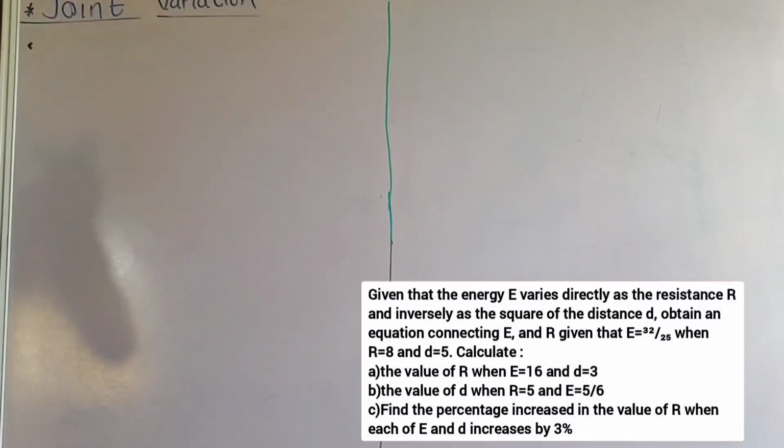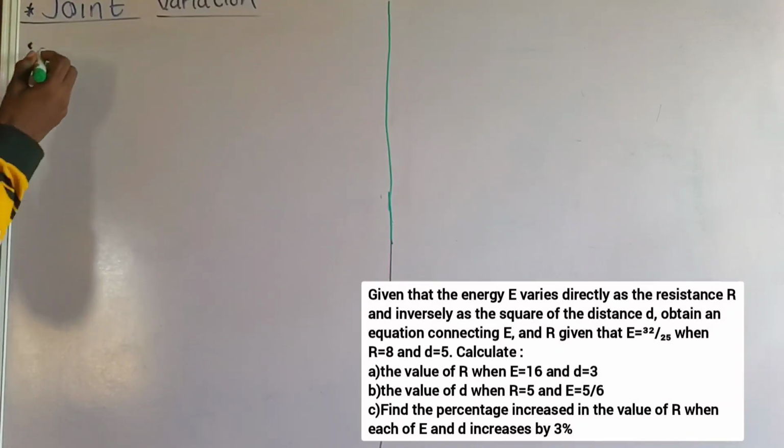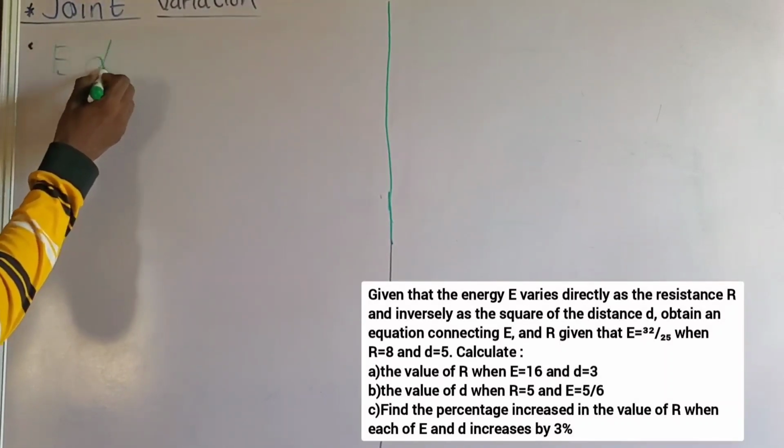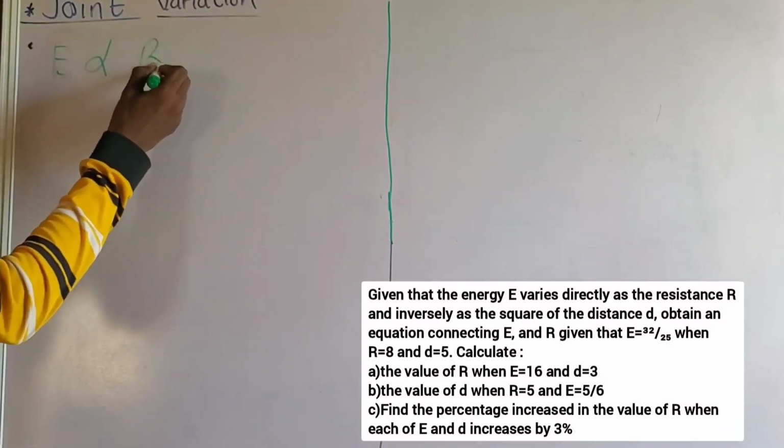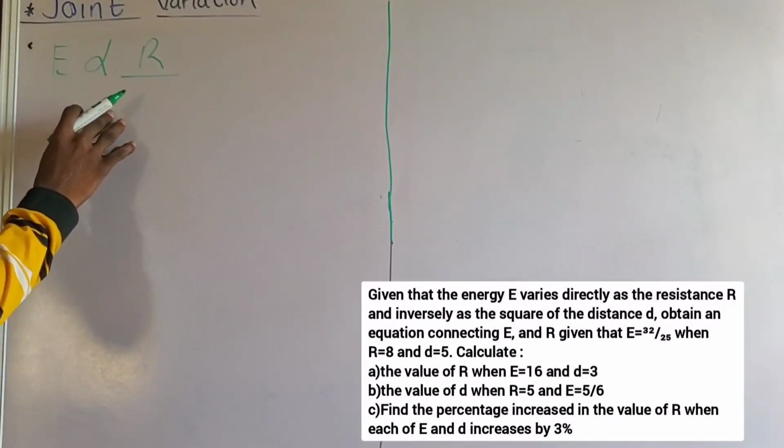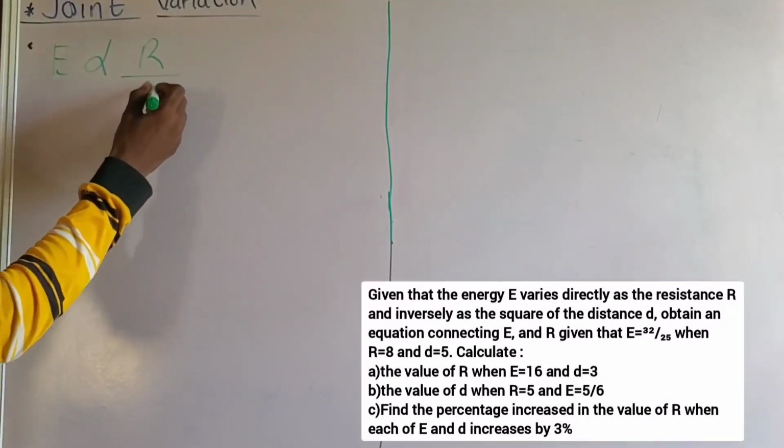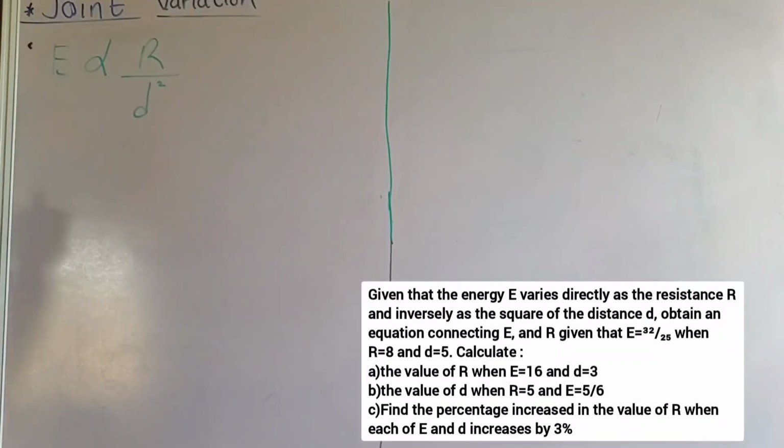Okay, energy E varies directly as the resistance R and inversely as the square of the distance D. That is the mathematical expression of that statement. Okay.